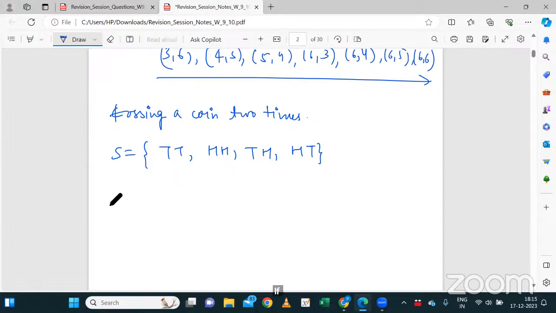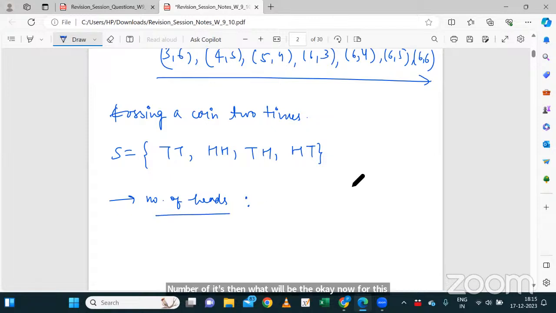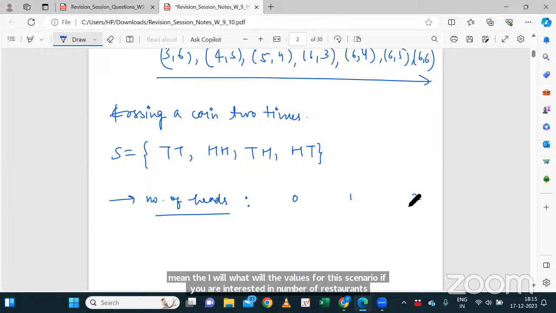Now, suppose I'm interested in the number of heads. In this case, I can't take all the possible outcomes. What will be the values for this scenario? If you are interested in the number of heads only, the values are 0, 1, 2, right?